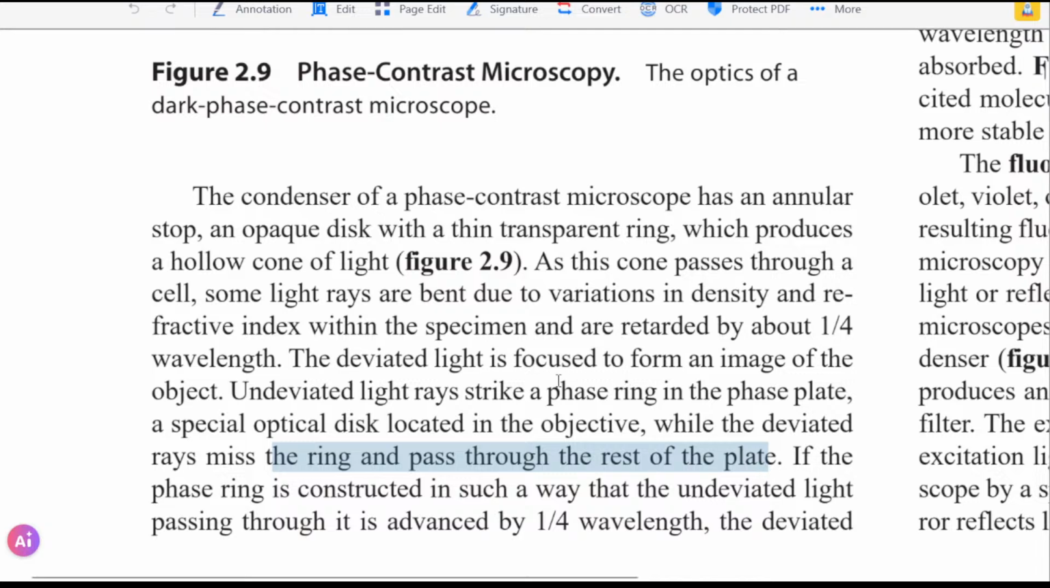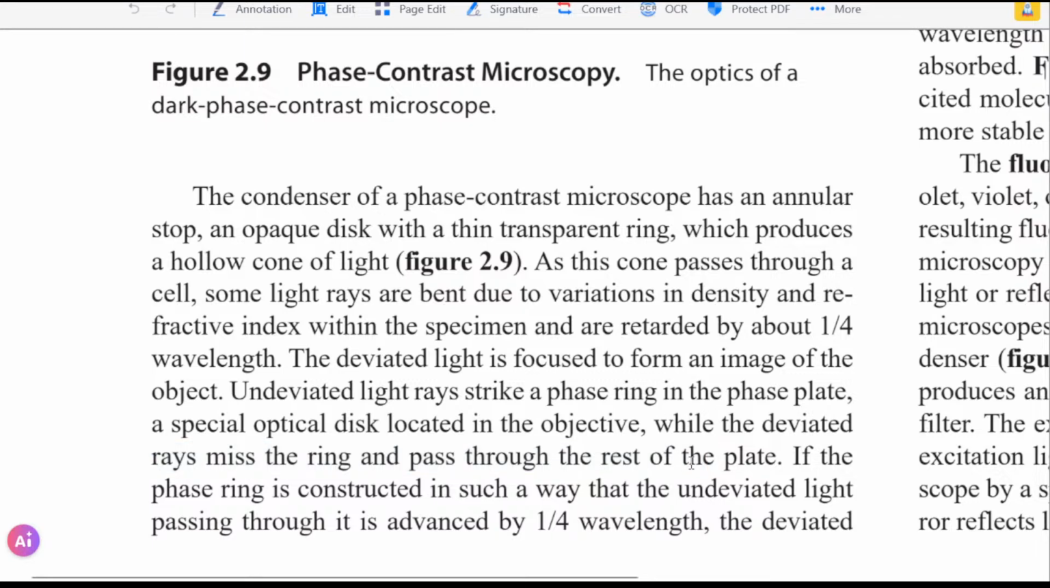Alright, so there are two kinds of light for us for now. One is the deviated light and one is the undeviated light. The deviated light is used to form the image, while the undeviated light passes through the phase ring in the phase plate, right? And they are saying that the deviated light doesn't pass through this phase ring in the phase plate, it misses the ring and passes through the rest of the plate.